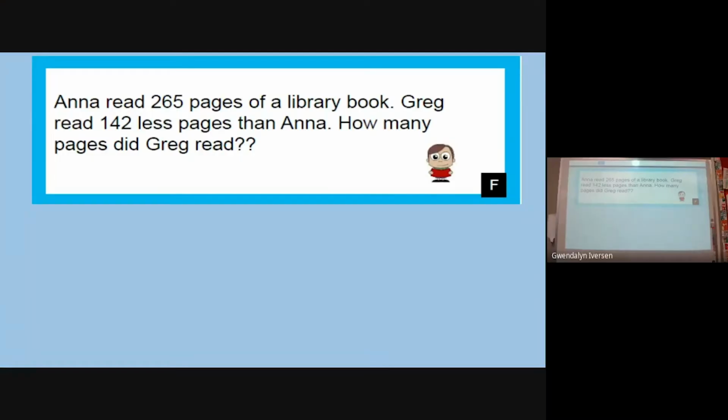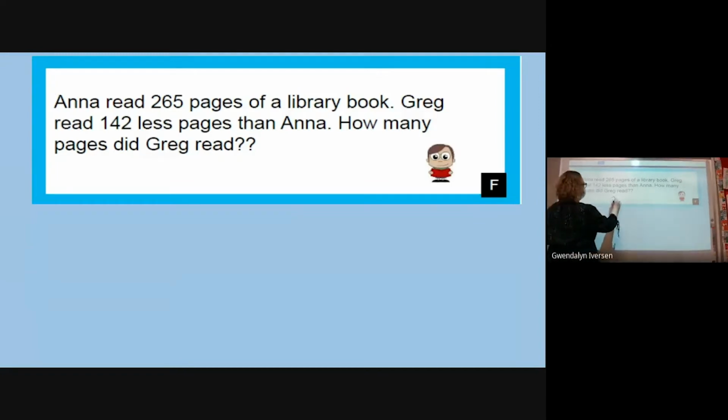Anna read 265 pages of a library book. Greg read 142 less pages than Anna. How many pages did Greg read? So make your plan. Think about what it's asking you. Reread it. Look at those words. Ashton, you got it already? Okay. You're fast today. Yep, he read 142 pages less than Anna.